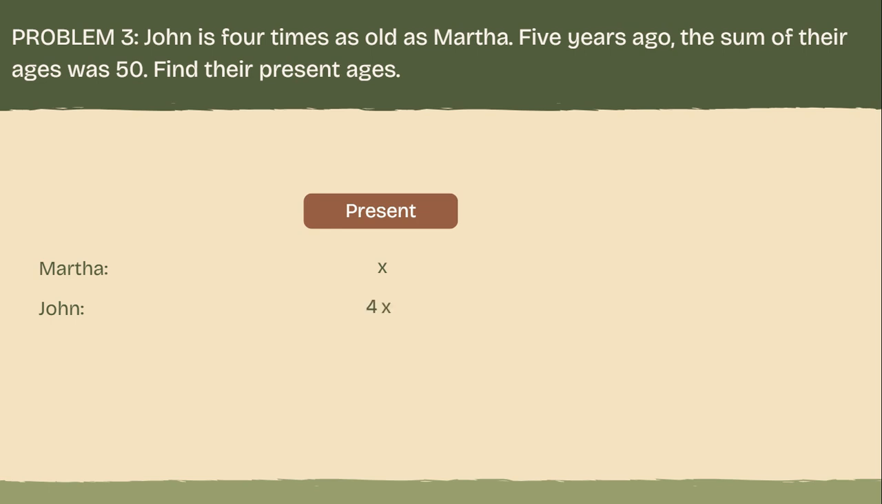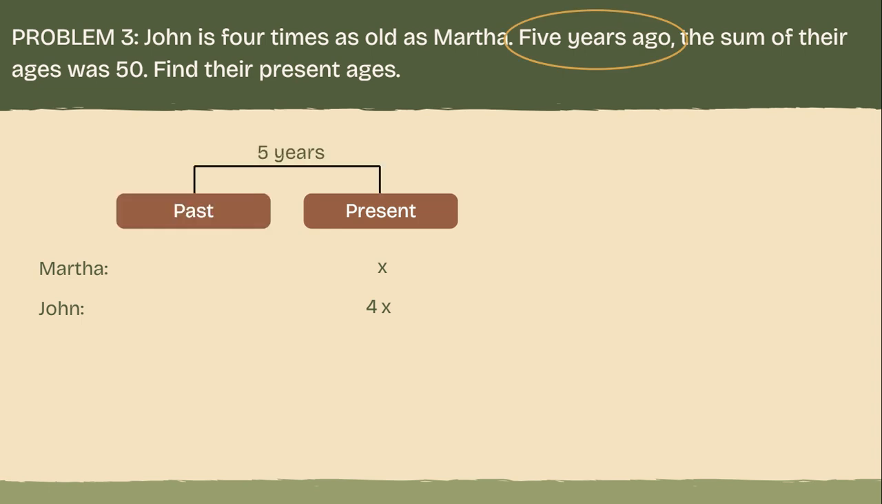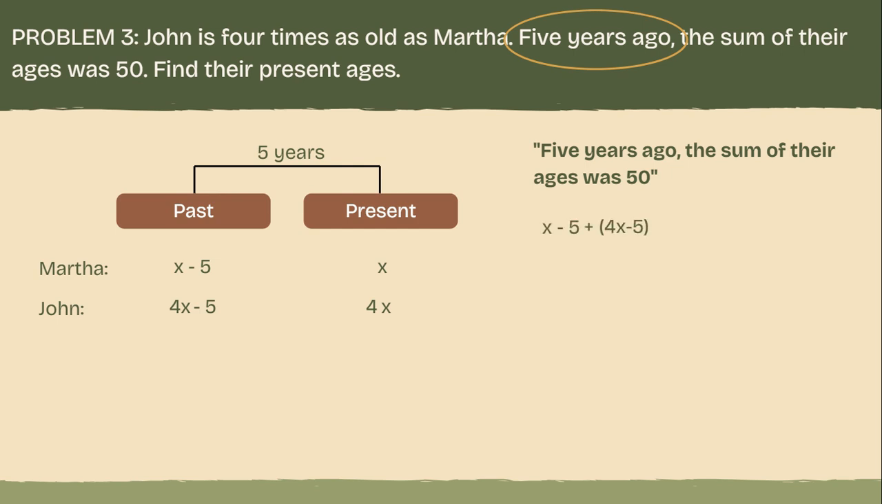Now, the problem says 5 years ago, so we move 5 years into the past. 5 years ago, Martha's age was x minus 5, and John's age was 4x minus 5. Also, at that time, the sum of their ages was 50. So we can write the equation: Martha's age plus John's age equals 50.